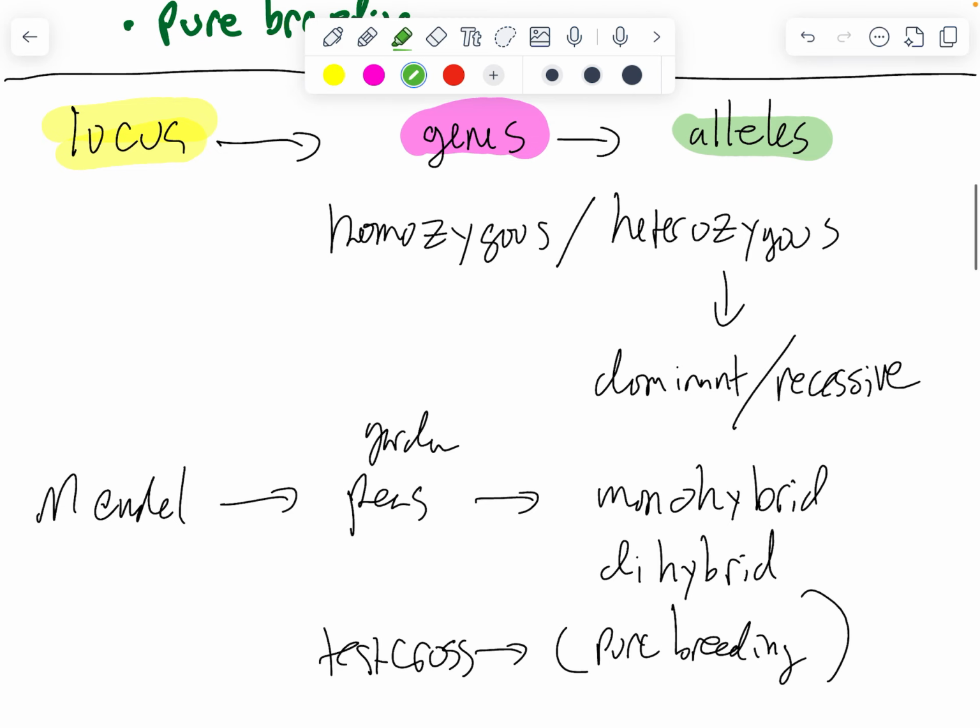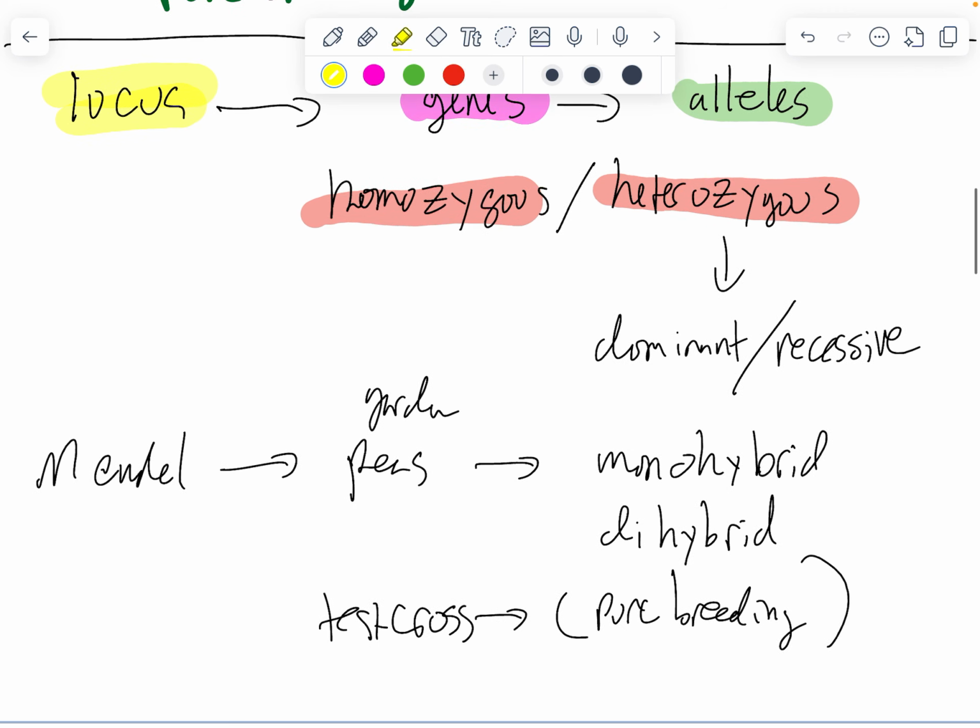And then some other terms that we used were homozygous and heterozygous. If I'm homozygous, I have 2 of the same allele at a gene, and if I'm heterozygous, I have 2 different forms of that gene. And then I feel like we've covered dominant and recessive pretty well. If you're dominant, you just need 1 copy. If you're recessive, you need 2 copies to show that phenotype.